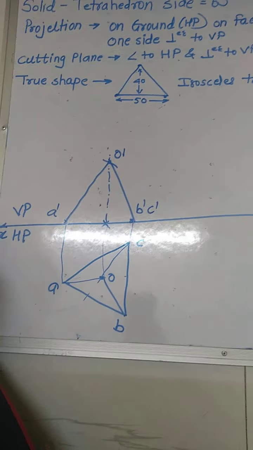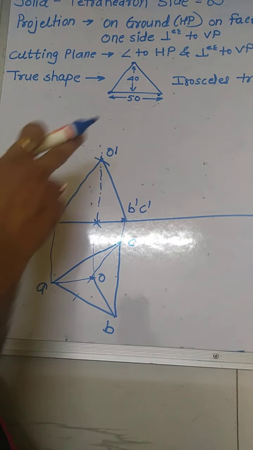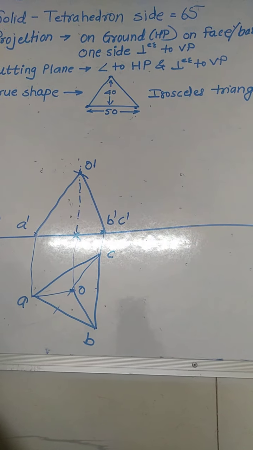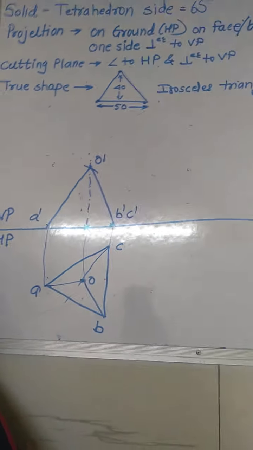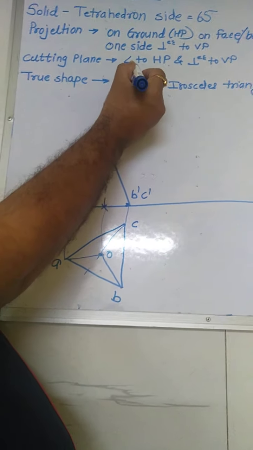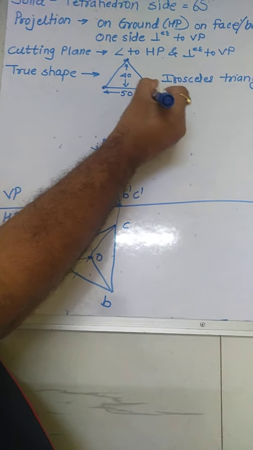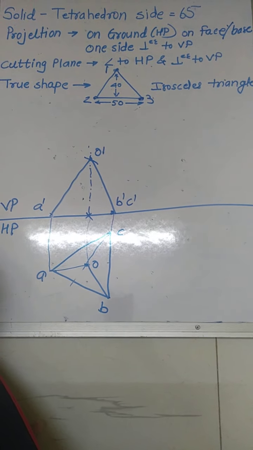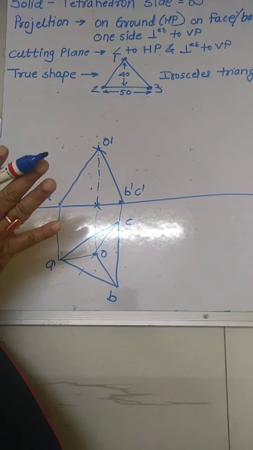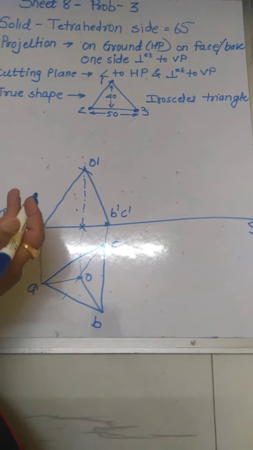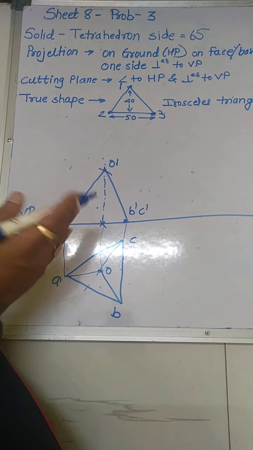Now from this tetrahedron as a solid, you will have to cut the true shape of an isosceles triangle. The isosceles triangle has three corners, let's say 1, 2, 3, and that means you need 3 cutting points. Now check where you will get the 3 cutting points.